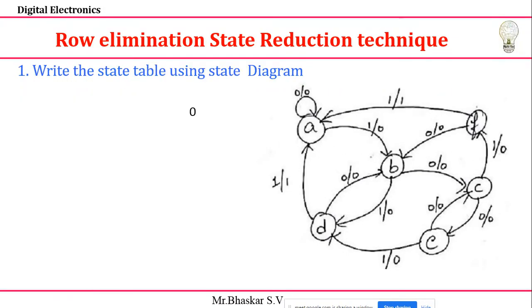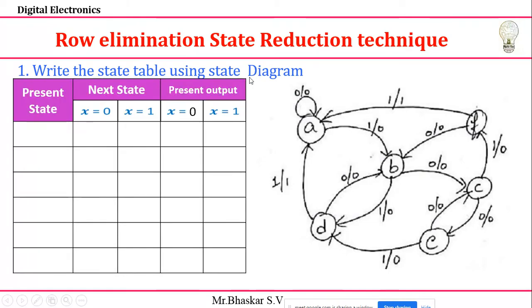Next, write the state table using the state diagram. The first step: I want to write the state table from the state diagram. Carefully see that. In the table you have three things: present state, next state, and present output. Otherwise, you can just write output also, not an issue. Present state, next state, and present output. And x is the input right now. So instead of taking my x values column wise, I took them row wise.